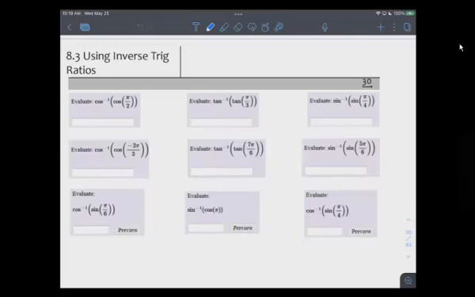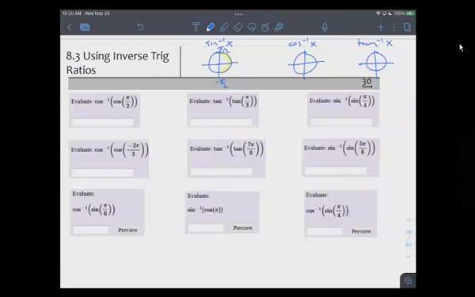Of these, and again, just a quick reminder when we're looking at the inverse sine, the inverse cosine, and the inverse tangent. When you're talking about these inverse trig ratios, the inverse sine is going to go from negative pi over 2 to pi over 2. So we can look at it in this way, right? Here's negative pi over 2, and here's pi over 2.